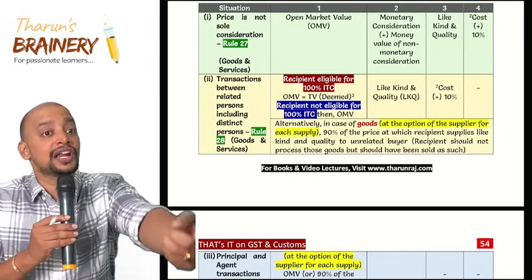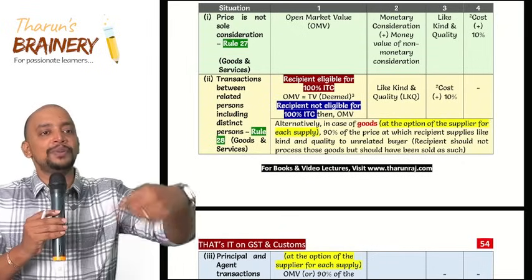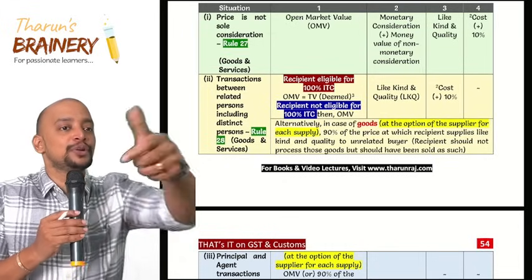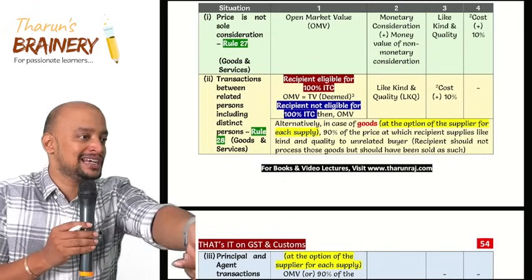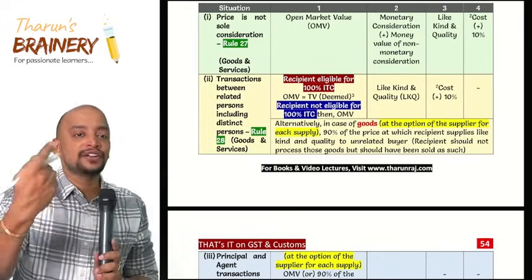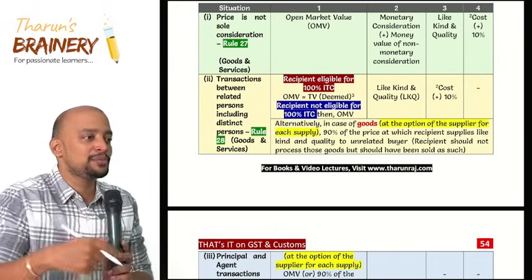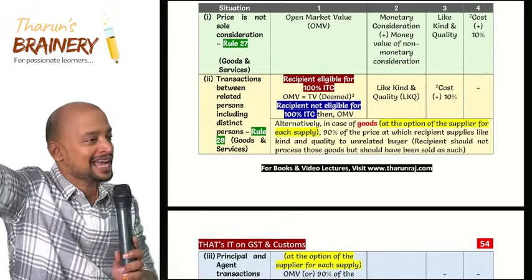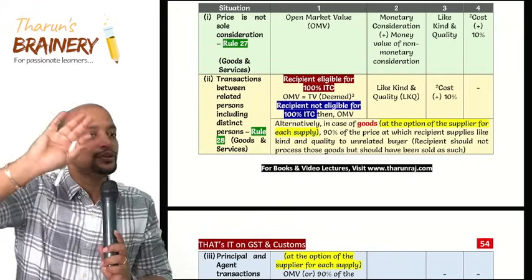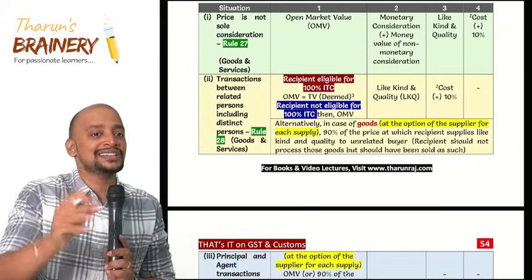I sell to you for 90 rupees, you sell for 100 rupees. I will pay GST on 90 rupees, you will pay GST on 10 rupees, because whatever GST you paid on the 90 rupees you will take as ITC. So, in case the recipient is eligible for full ITC, any value you declare is not a problem, because subsequently he is going to pay the tax. So the government will get the same revenue, there is no change in that. That's why they say open market value is nothing but the transaction value.